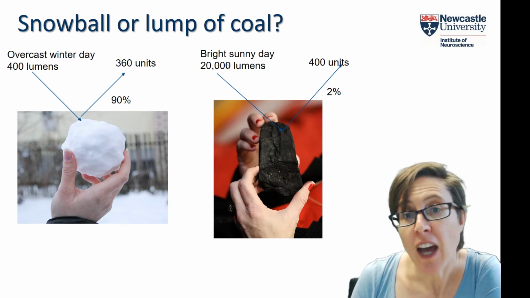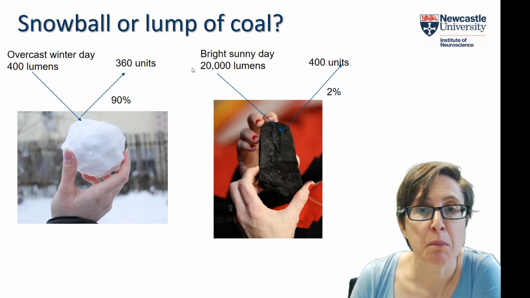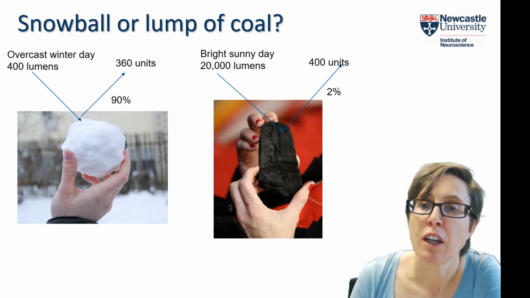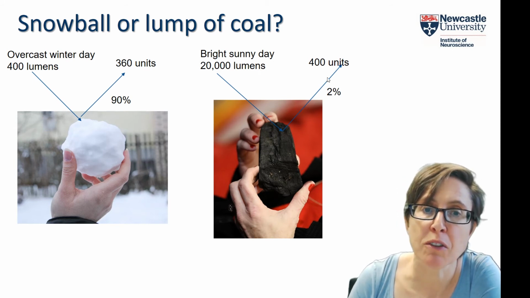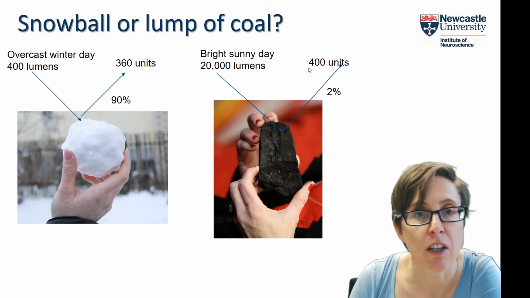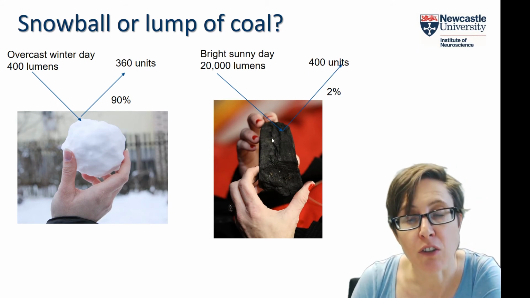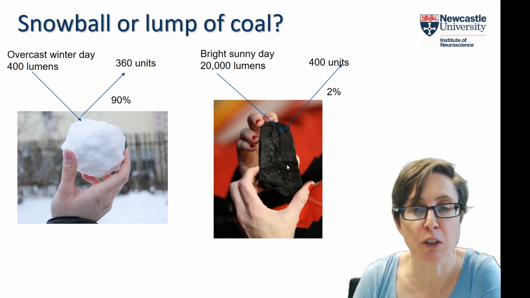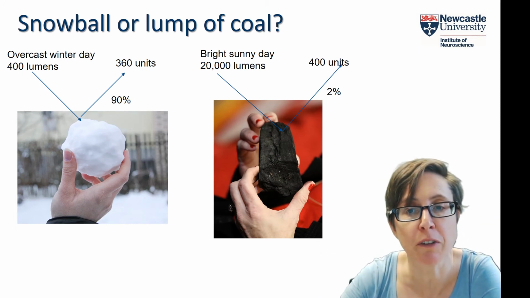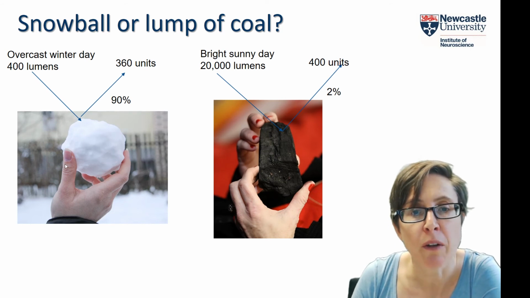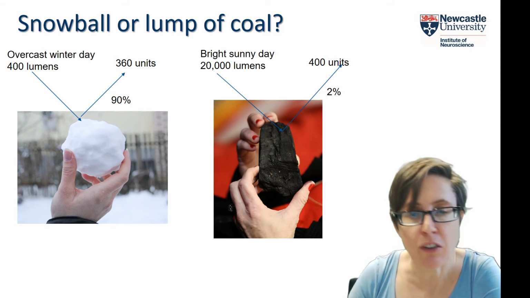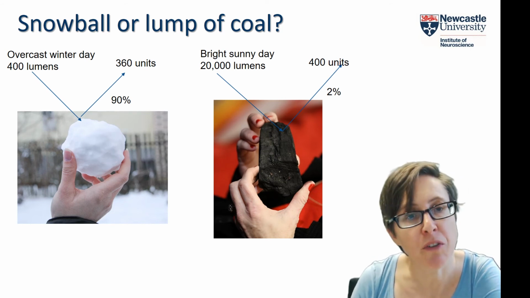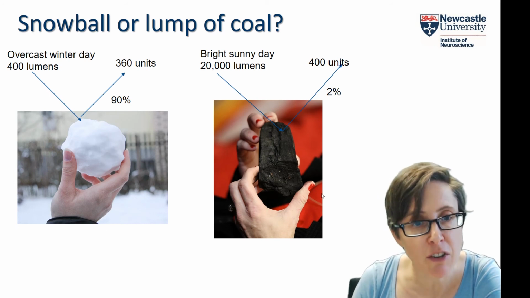On a bright sunny day, the ambient illumination might be around 20,000 lumens. Now the albedo of coal is only around 2%, but even so it's going to be reflecting 400 units of light into my eye. And so this coal is actually objectively going to be brighter in the sense of having more photons coming off it than the snowball. And needless to say, that's completely irrelevant to our visual system. What's important is, if you like, the ratio between these two.